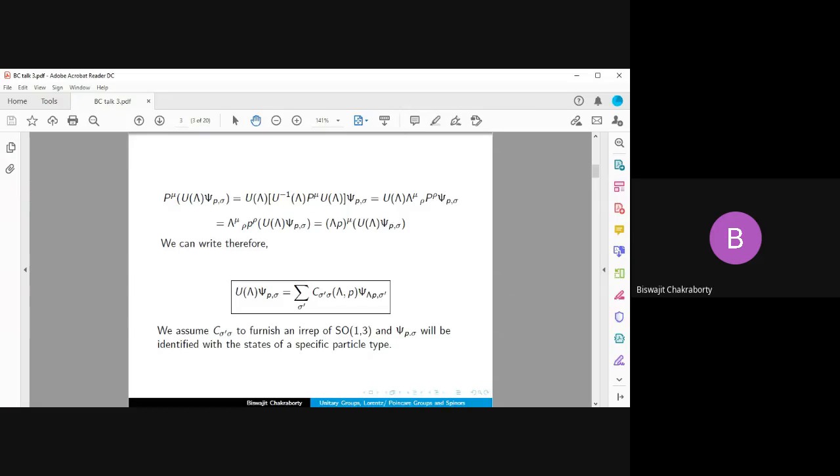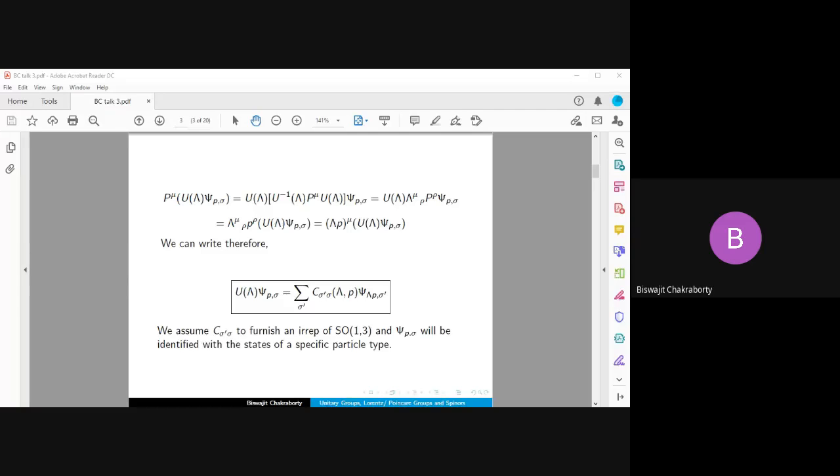So what I'm doing is that psi p sigma had an eigenvalue of p mu. Now you consider U lambda of psi p sigma and consider the action of capital P mu on this thing. So insert the identity operator U lambda U inverse lambda in front of it. Now you consider the object in the parenthesis, U inverse lambda P mu U lambda. By invoking the relation I have derived yesterday, we have seen that under this kind of unitary transformation, they transform the vector operator, and this is given by lambda mu rho P rho.